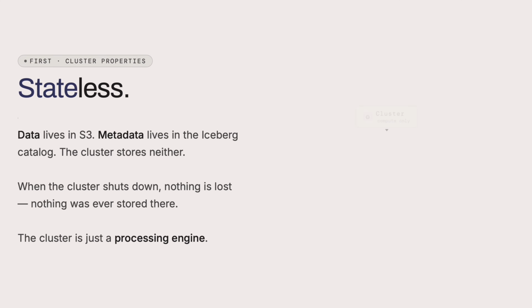Let's start with the simplest possible definition. A compute cluster on IOMETE is a fully managed Apache Spark cluster running on Kubernetes, exposed to your tools through multiple protocols. Three things make it different from a traditional warehouse. Let's explore them. First, stateless.